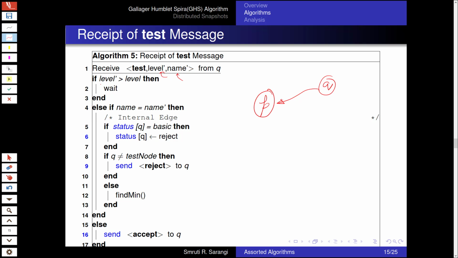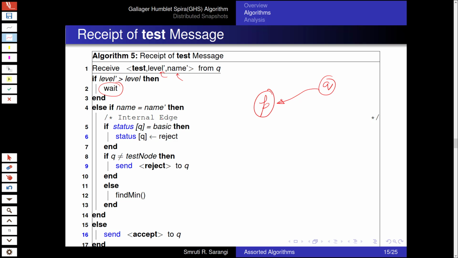So if Q's level is greater than my level, then by the EQ and LT rules anyway, it can't combine with me. So we just wait. I just keep the message in an internal buffer and I don't do anything. I just sleep on it.